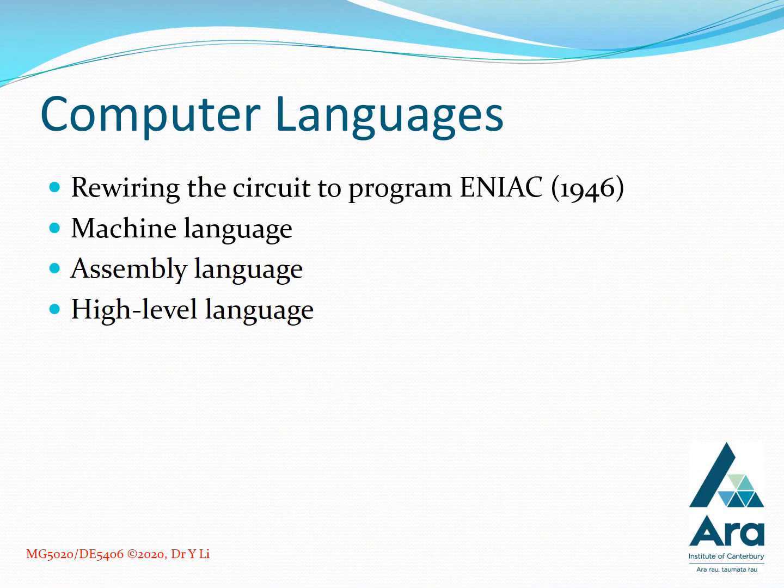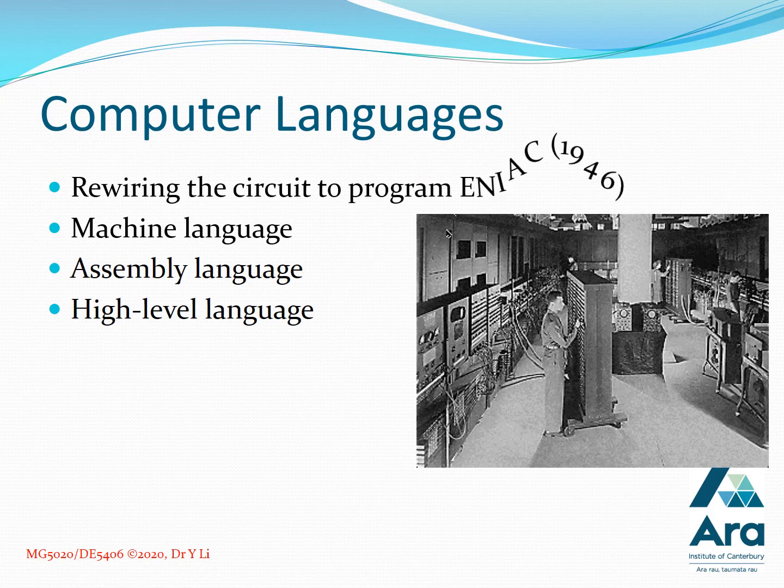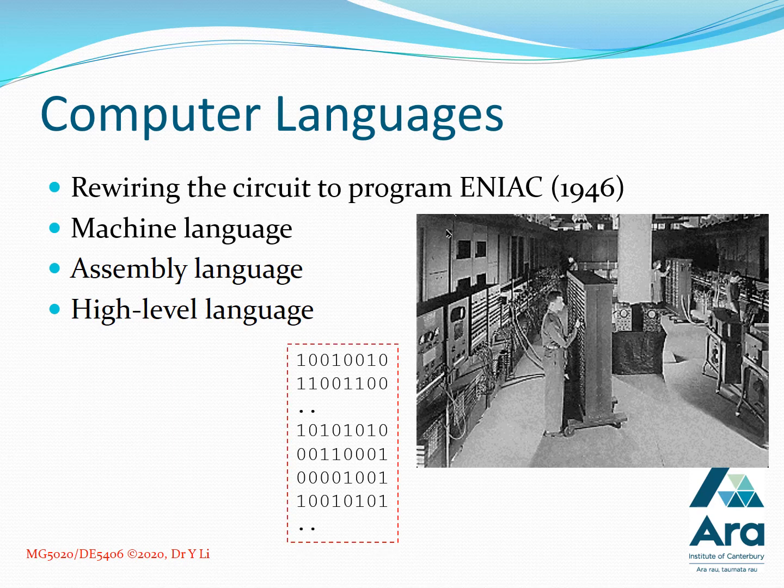Okay, computer languages. The first general-purpose computer, ENIAC, was built in 1946. To run a new program in this computer is not easy. You have to rewire most of the circuits. With the development of computer systems, all CPUs and even the whole computer system are built in a single IC chip. The CPU can only understand binary codes. These binary codes are machine languages. This type of language is for the CPU only, not for human beings.